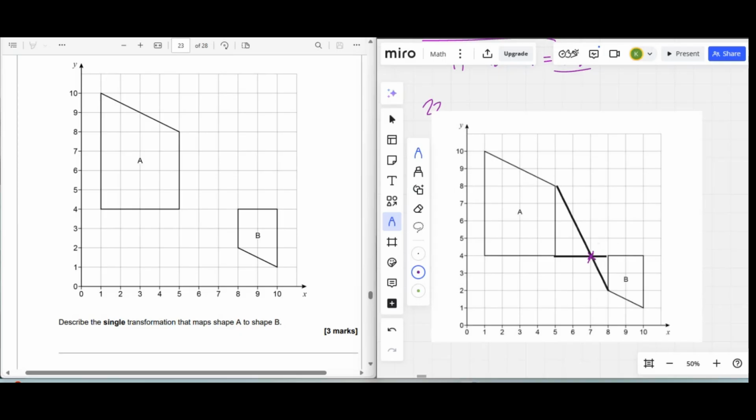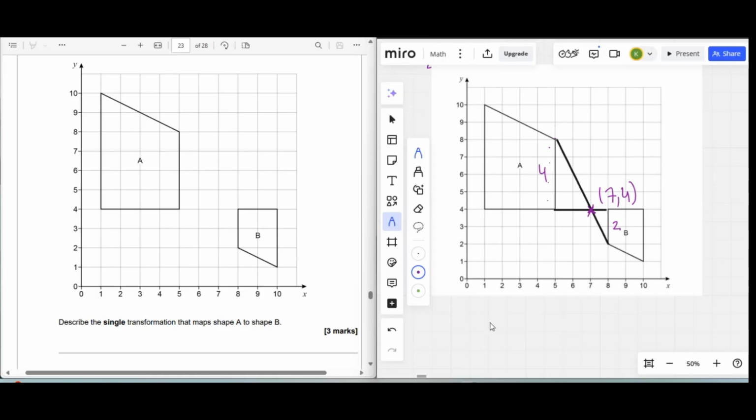Seven and four. Side length 1, 2, 3, 4 units, and this side is 2 units. So B to A is 2 to 4, which is 1 to 2. So this is our scale factor.